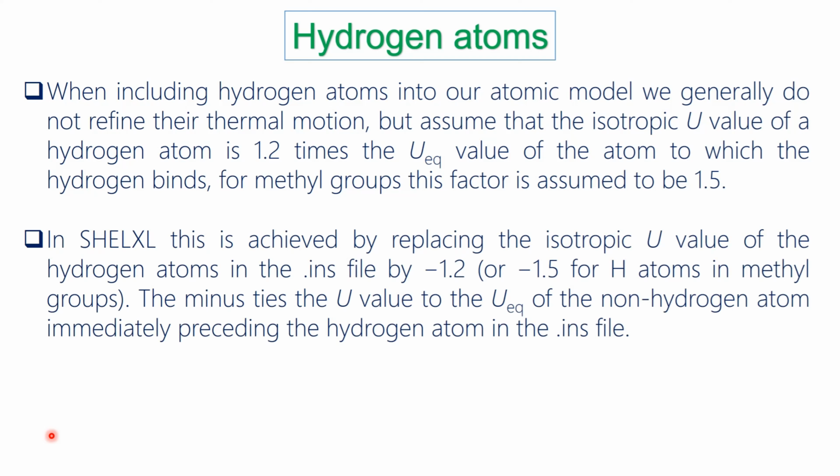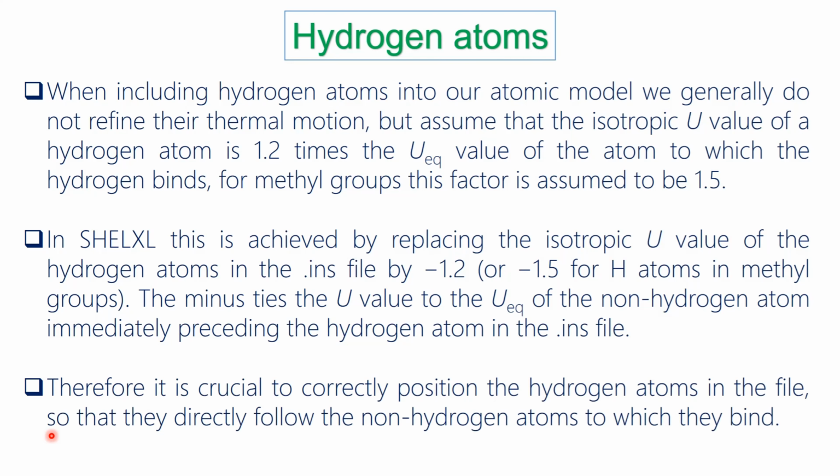In SHELXL, this is achieved by replacing the isotropic U value of the hydrogen atom in the instruction file by minus 1.2. This minus ties the U value to the Ueq, meaning the equivalent isotropic value of the non-hydrogen atom immediately preceding the hydrogen atom in the .ins file. Therefore, it is crucial to correctly position the hydrogen atoms in the file so that they directly follow the non-hydrogen atom to which they bind.